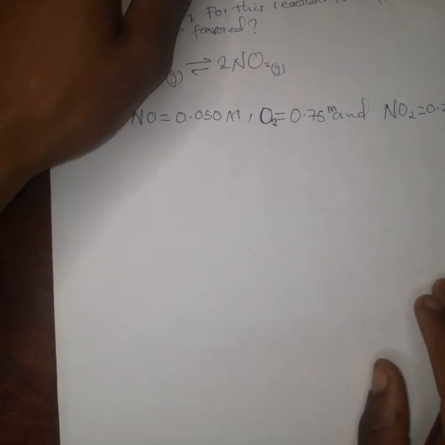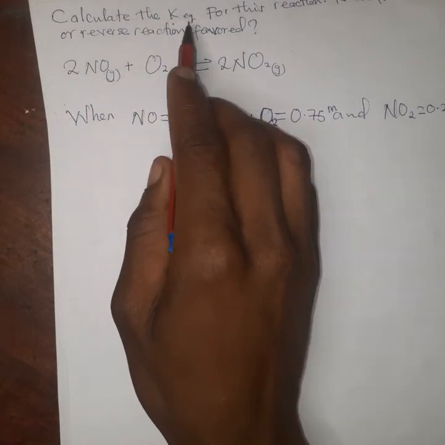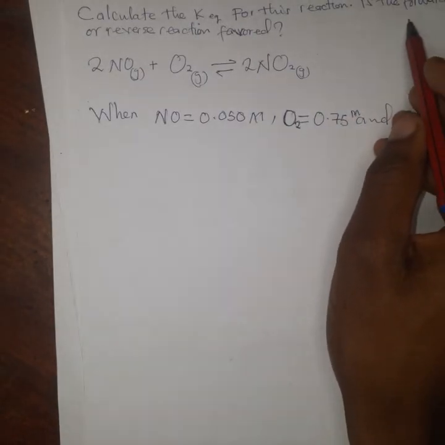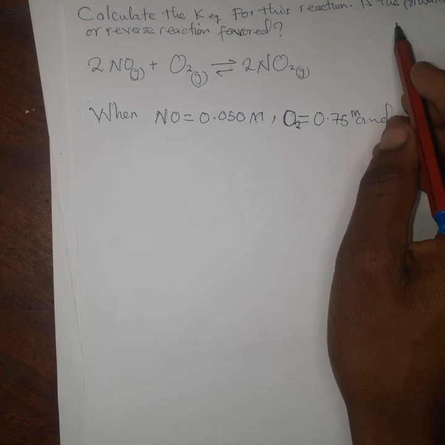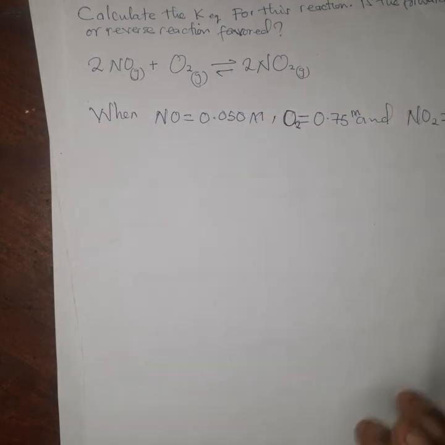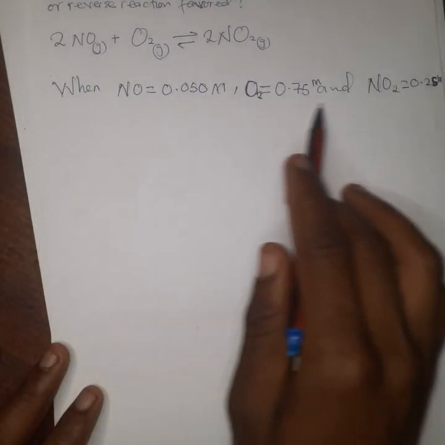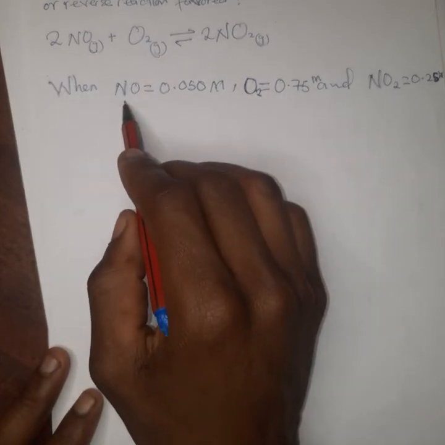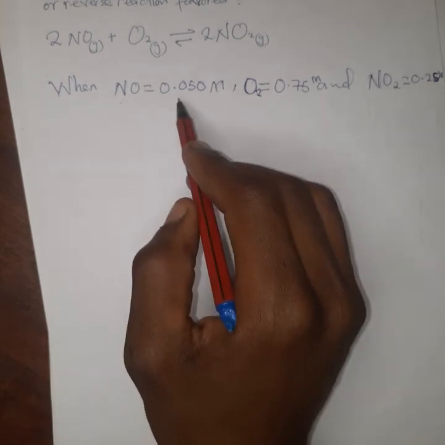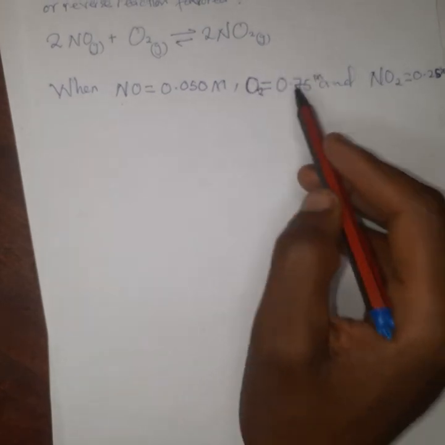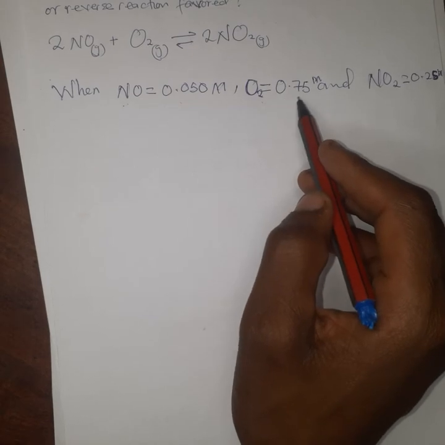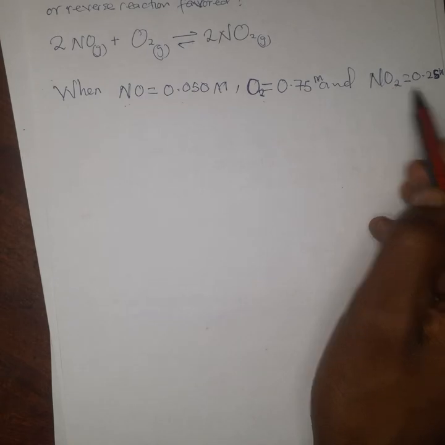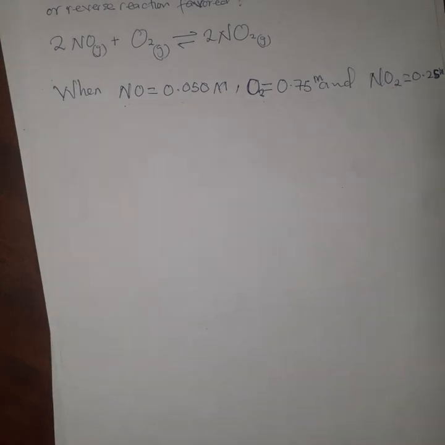Okay, so I have another similar question here. Calculate the equilibrium constant for this reaction. Is the forward or reverse reaction favored? This is the reaction, and we have been given the concentrations again. So this is nitrogen monoxide, which is equals to 0.050. Then we have oxygen 0.75, and nitrogen dioxide, 0.25 moles.